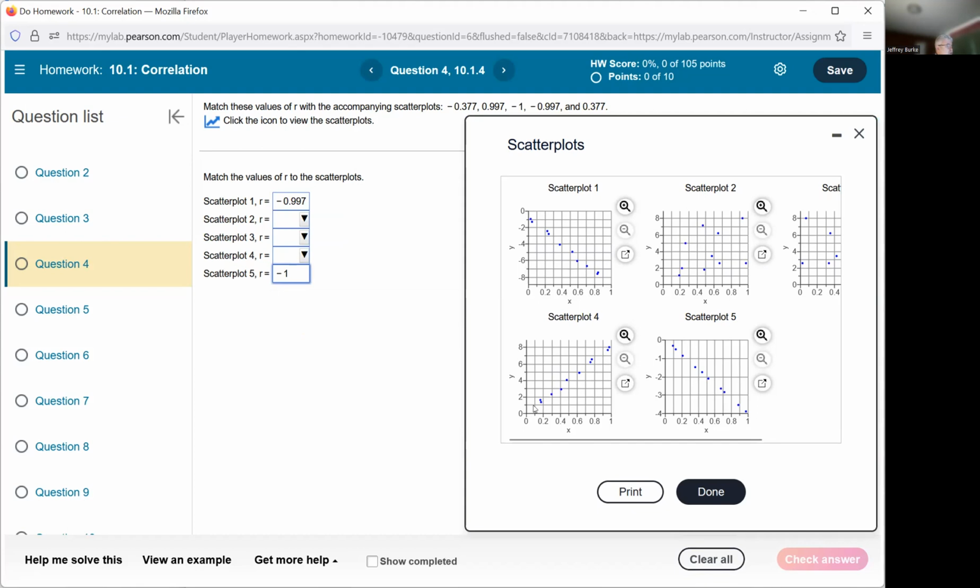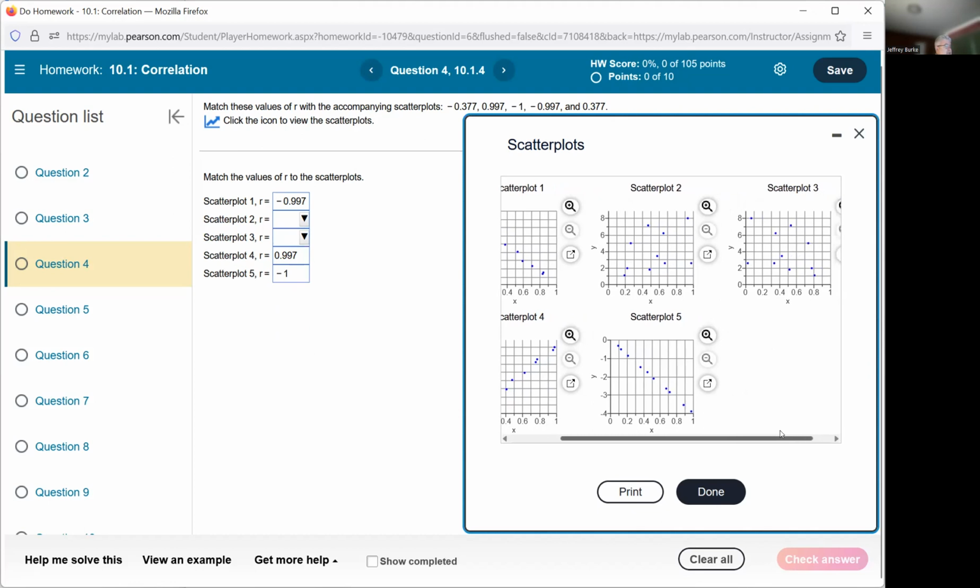This one appears to be a pretty strong positive correlation. Not 1, but pretty close to it. So let's look at number 4. I'm going to say it's probably going to be 0.997. So what we've got to decide between now is -0.377 and positive 0.377, which is going to be 2 and 3.